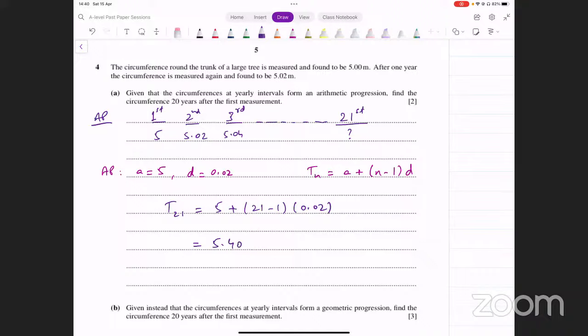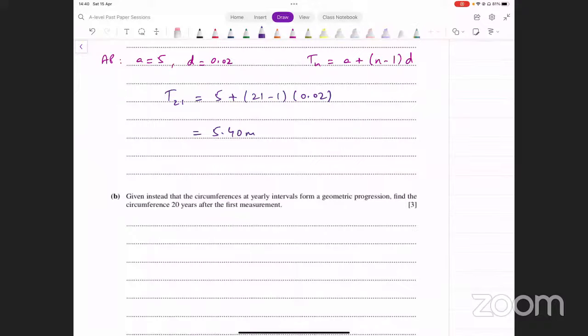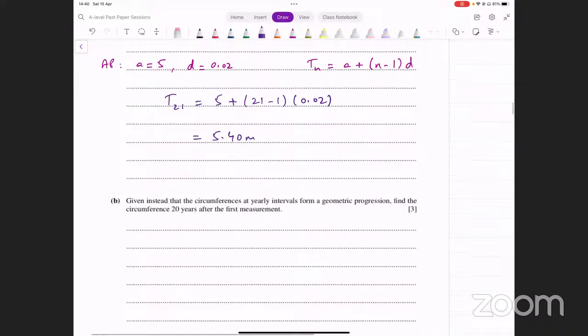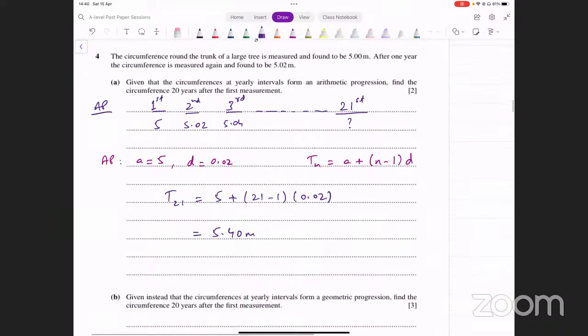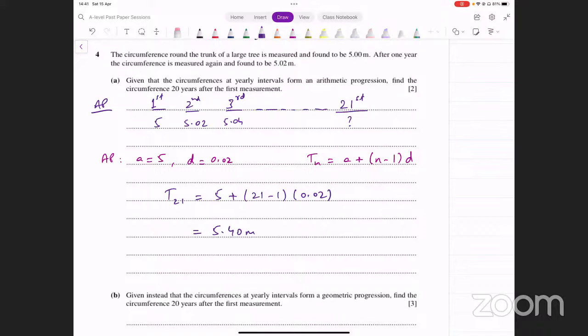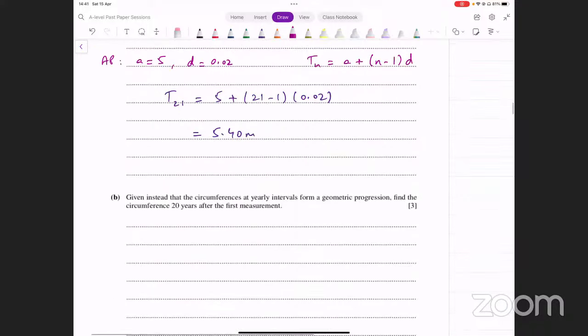Now in the next part it says, given instead that the circumferences at yearly intervals form a geometric progression. So now it's a GP. Find the circumference 20 years after the first measurement. अब देखिए GP तो बन रहा है और उसने first 2 terms उस GP की भी दी हुई है हमें. उसने बताया हुआ first term इस GP की क्या है और second term क्या है. We know both of those terms still. So it's a GP, it's a geometric progression.